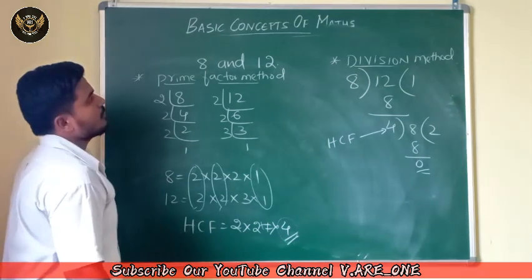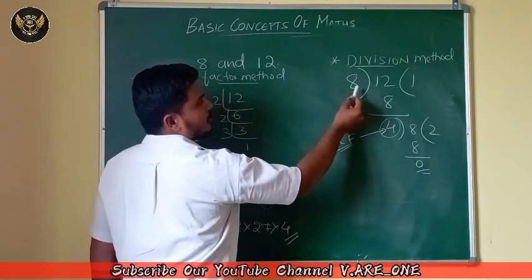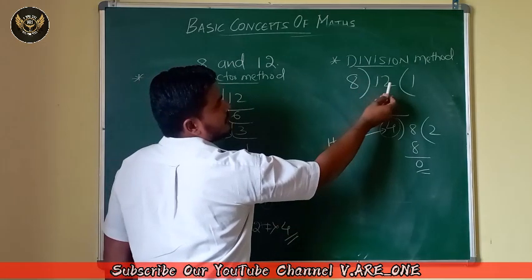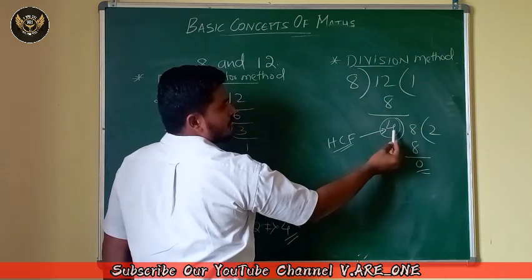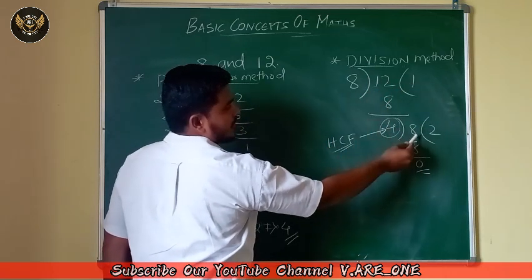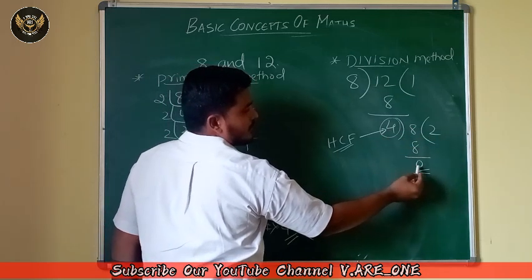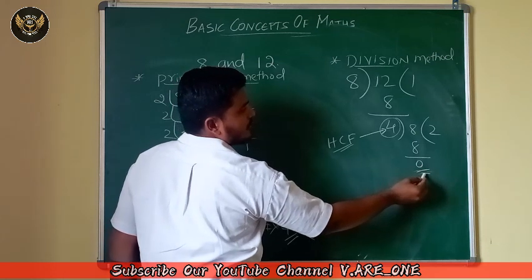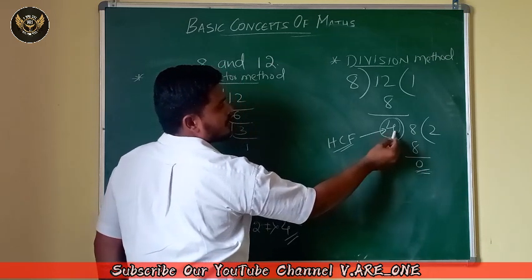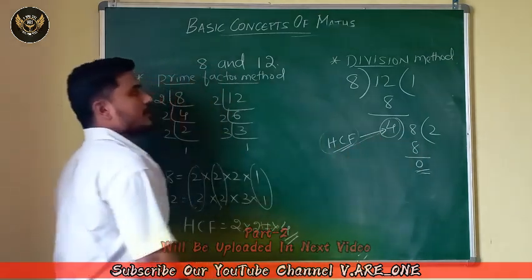Similarly, we can carry it out by the division method. Here we take the divisor outside as the smallest number 8 and inside the dividend as 12. 8 ones are 8, remainder will be 4. Again we take the divisor 8 as dividend. Here 4 2s are 8, 8 minus 8 is 0. Until the remainder becomes 0, we have to carry on. When it becomes 0, the final answer will be the divisor. The divisor is 4, so the HCF is also 4 for 8 and 12.